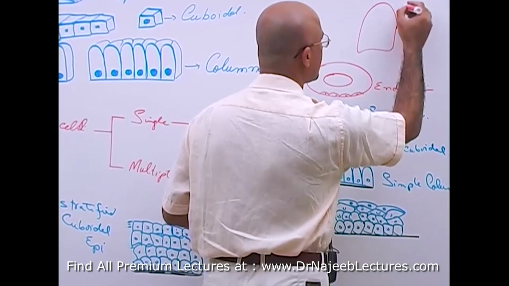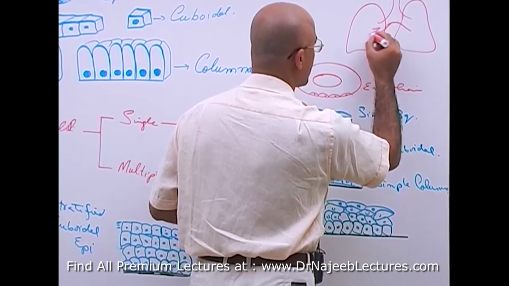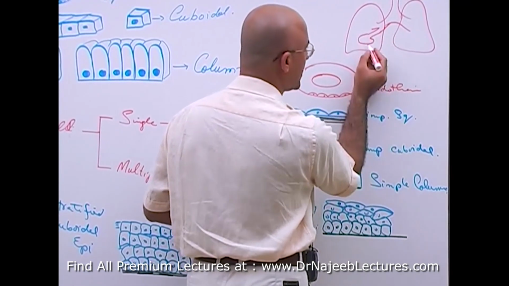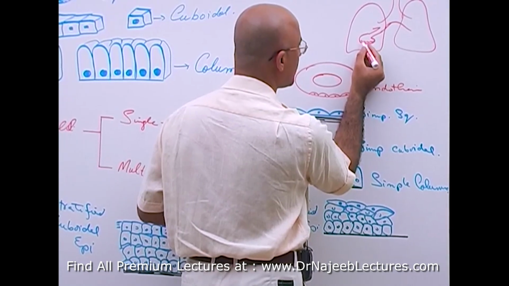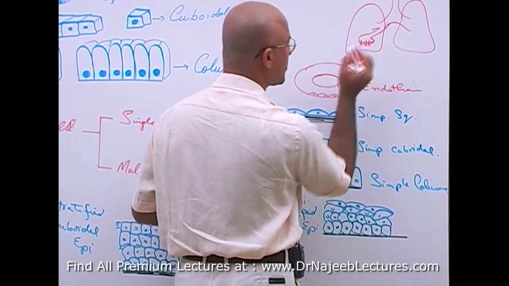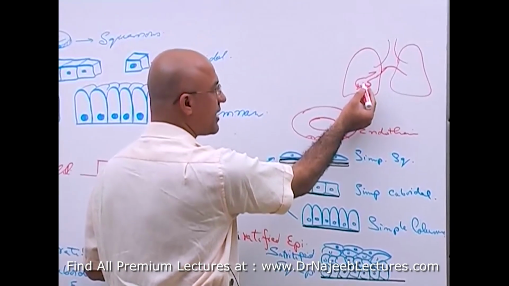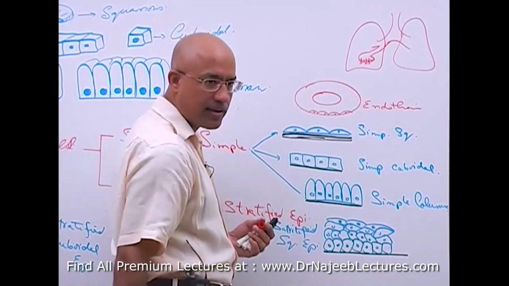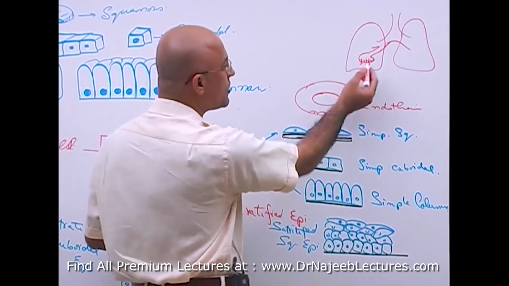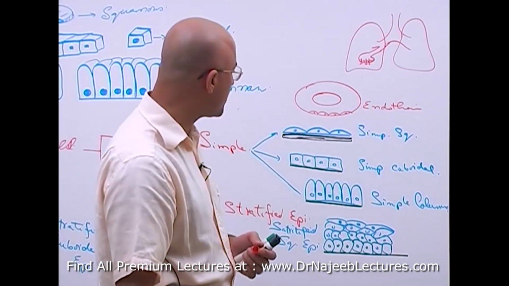In the same way, simple epithelium also lines the respiratory system. When air reaches the gas exchange area, there is simple epithelium lining the alveoli. This helps in gas exchange: oxygen will go from the alveolar area, the air bags, to the blood, and carbon dioxide will come from the blood to the alveoli. So this is also simple squamous epithelium, and endothelial cells are also simple squamous epithelium.